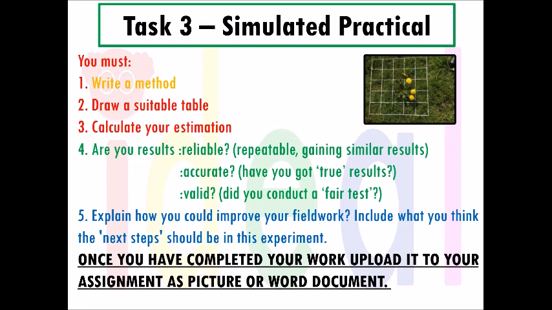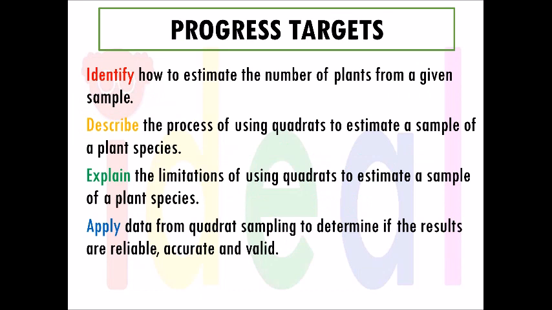Okay, at this point, hopefully you've been able to conduct your assessment and you have uploaded that to your assignment on Teams, and we're going to have a little look at our success criteria and then have a think about our plenary. So the success criteria for these two lessons were as follows. To identify how to estimate the number of plants from a given sample, to describe the process of using quadrats to estimate a sample of a plant species, to explain the limitations of using quadrats to estimate a sample of a plant species, and to apply data from quadrat sampling to determine if the results are reliable, accurate and valid.